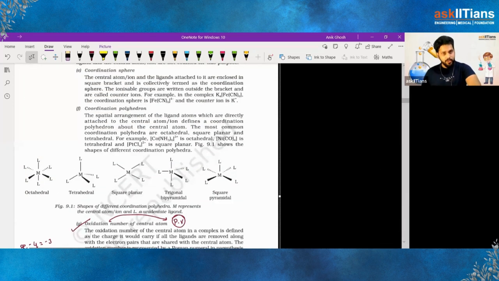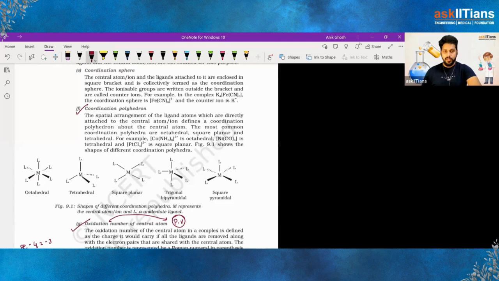This part I have already taught you, guys: the coordination number, the secondary valency, decides the structure, the shape, right? For coordination number 5, you have trigonal bipyramidal. For coordination number 4, you have square planar, and for 4 you have tetrahedral as well. For coordination number 6, you have octahedral. Square pyramidal you are barely going to see; the coordination number 5 can also give you that.